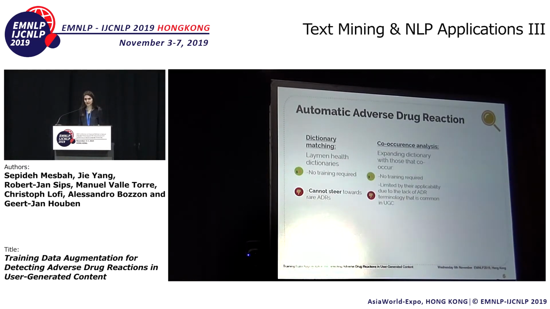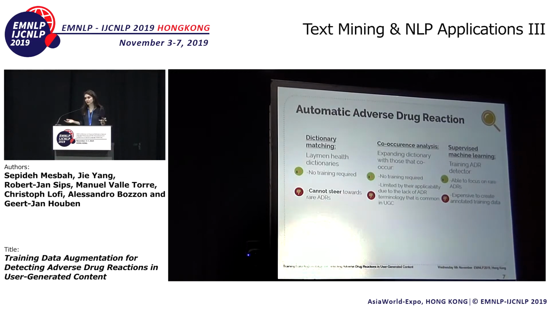Another technique which is also mainly used is co-occurrence analysis, which tries to expand the dictionary with words that co-occur in the text with those in the dictionary. No training is required, but again it is limited to the words in the dictionary, and it can also have the problem of semantic drift, which can deviate from the initial meaning after several rounds.